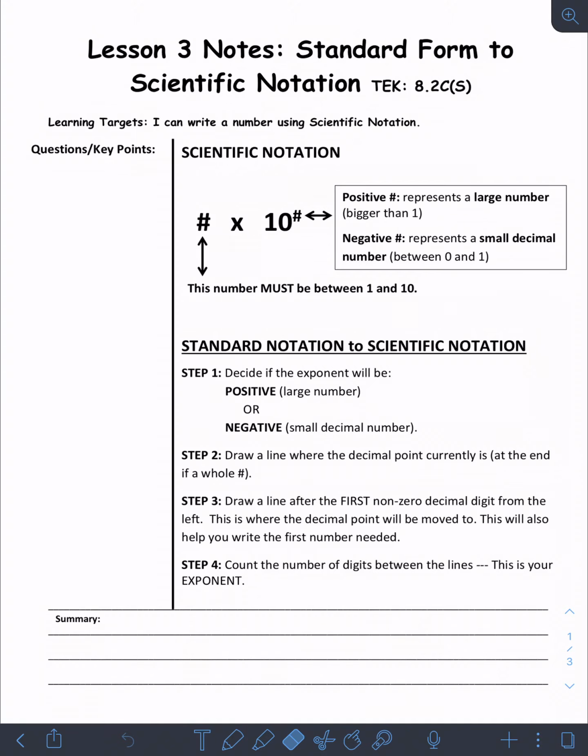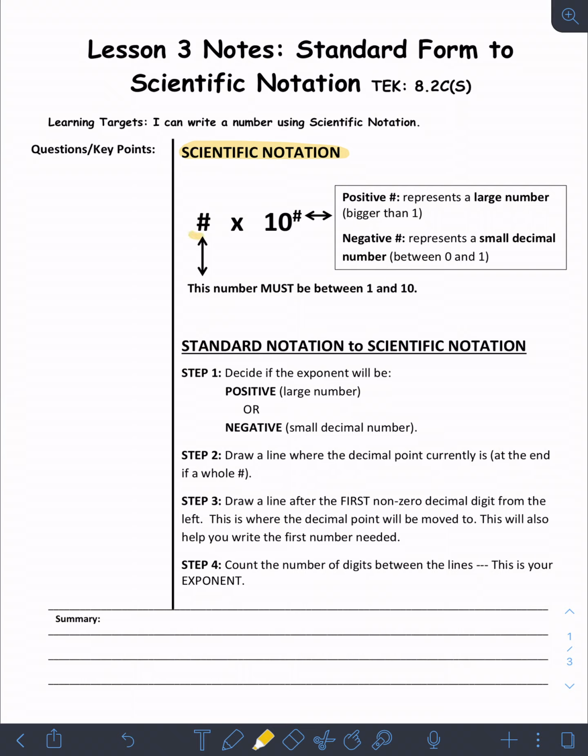Today we're going to start lesson 3 notes on standard form to scientific notation. Okay, so first of all, let's talk about scientific notation. Scientific notation is something that we like to use to help us represent either a really large number or a really small number. Okay, so there's a specific format that we have to use for scientific notation.